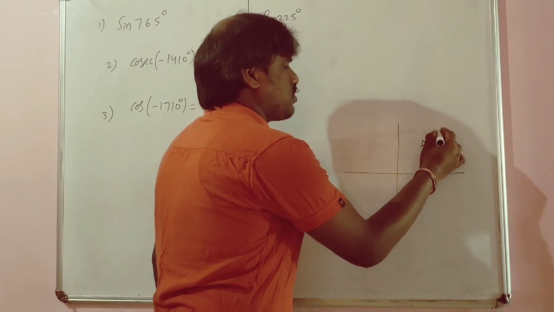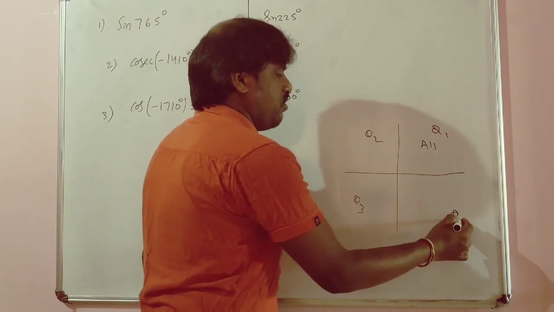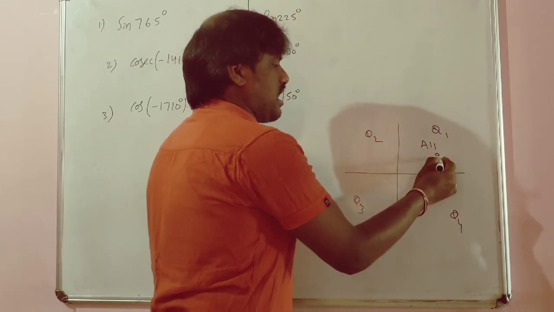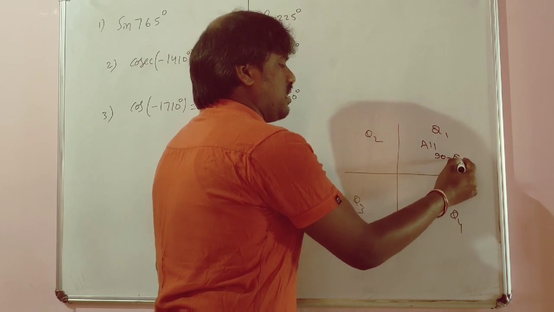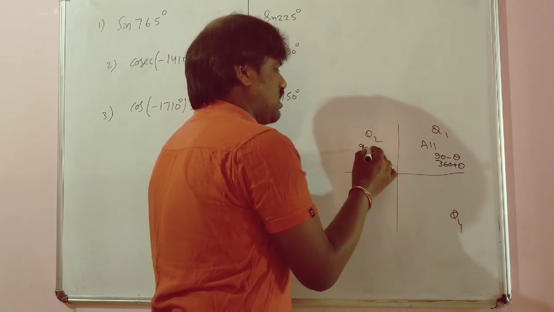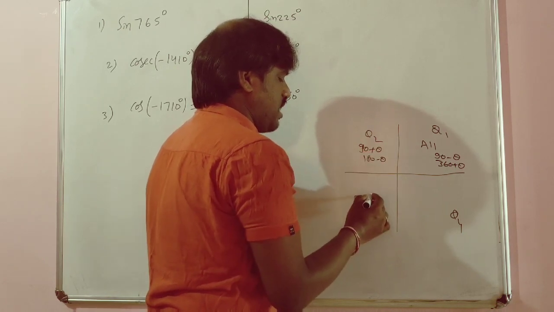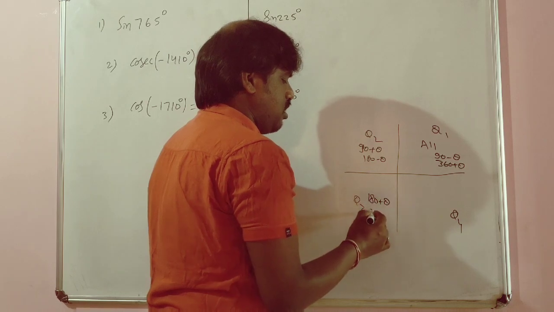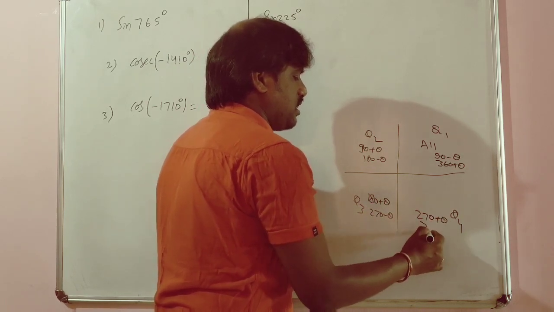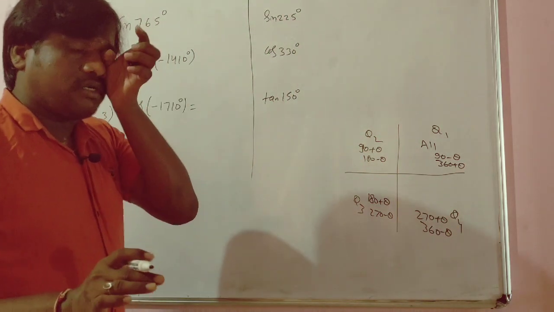This is the first quadrant, this is the second quadrant, this is the third quadrant, and this is the fourth quadrant. In the first quadrant all are positive. I wrote here 90 minus theta, 360 plus theta; here 90 plus theta and 180 minus theta; and here 180 plus theta and 270 minus theta. This is 270 plus theta, 360 minus theta. I explained all these things yesterday, so I don't want to write them again.